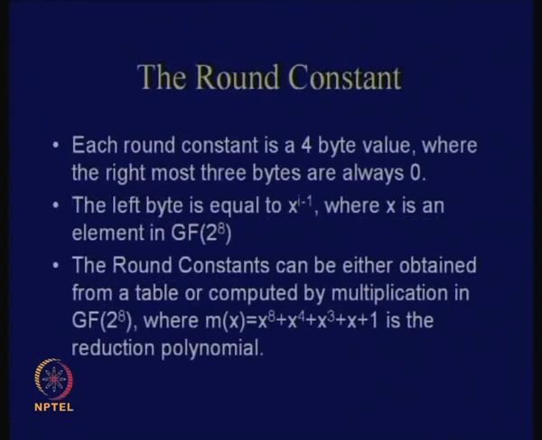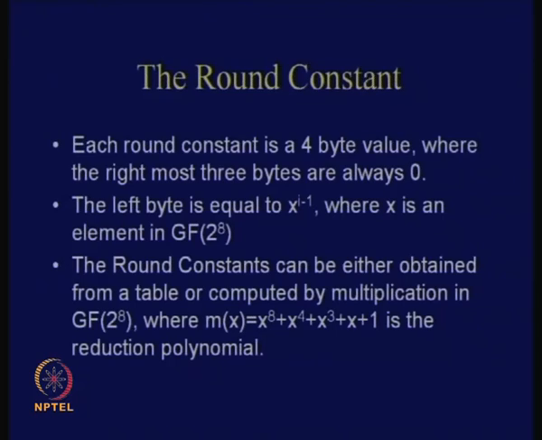Okay. So now the other thing that I will clarify, or rather talk about, is how the round constants are generated. Each round constant is a 4-byte value where the rightmost 3 bytes are always 0. Only the left byte is equal to x to the power of i minus 1, where x is an element in GF(2^8). So when I am talking about the elements of GF(2^8), and they are represented as polynomials, then what does x indicate? It indicates a polynomial, right?